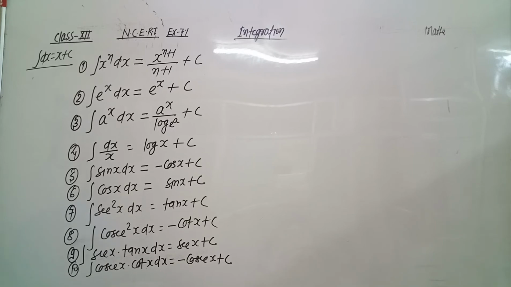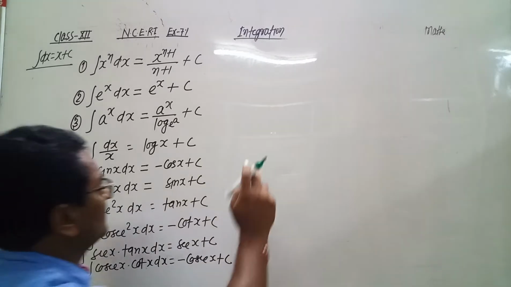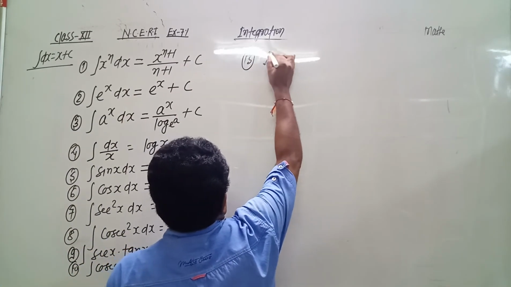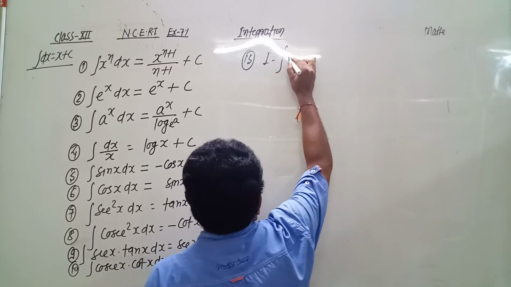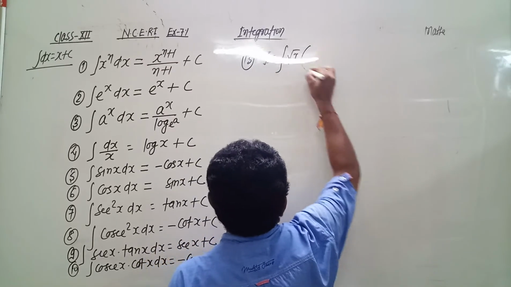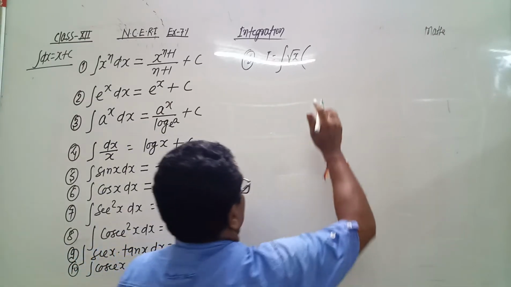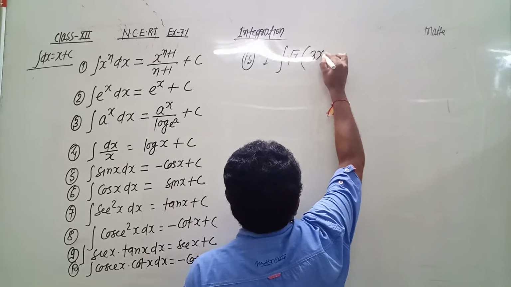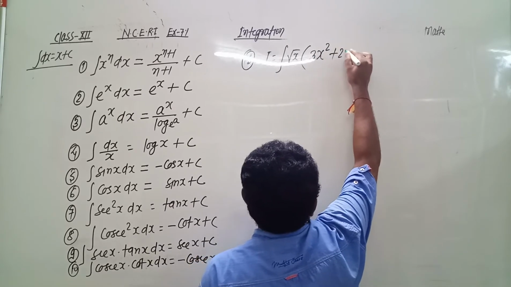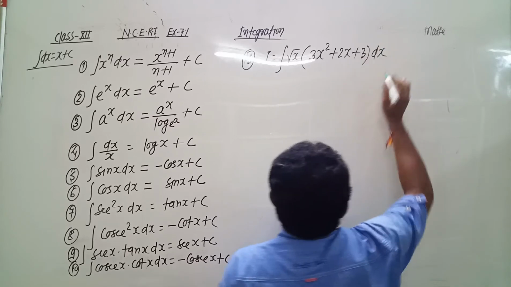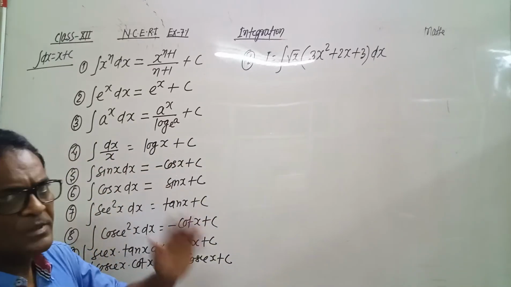So under root x and 3x square plus 2x plus 3. I equals integration of root x into (3x square plus 2x plus 3) dx. So firstly we remove the bracket.